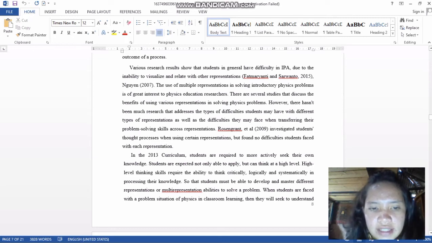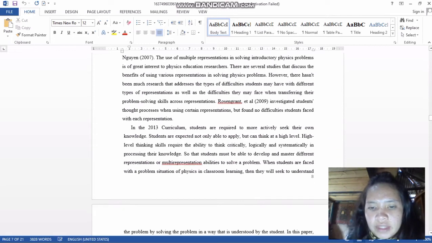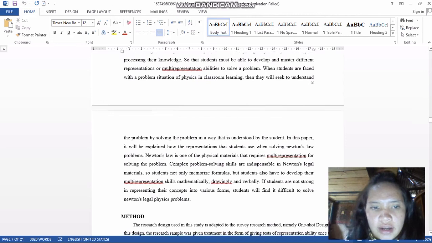High-level thinking skills require the ability to think critically, logically, and systematically in processing knowledge. So students must be able to develop and master different representations, or multi-representation ability, to solve a problem. When students are faced with a physics problem situation in classroom learning, they will seek to understand the problem by solving it in a way that is understood by the student.